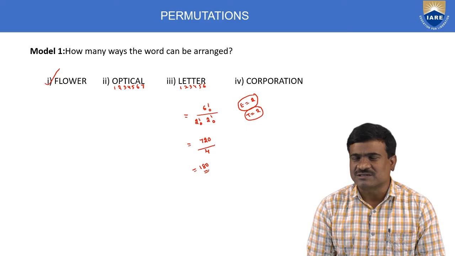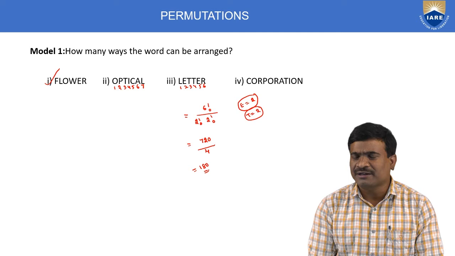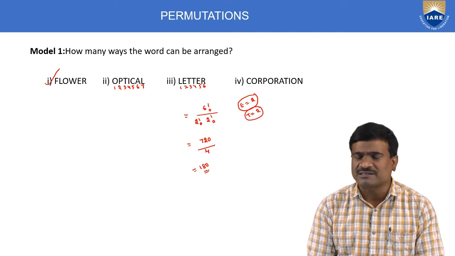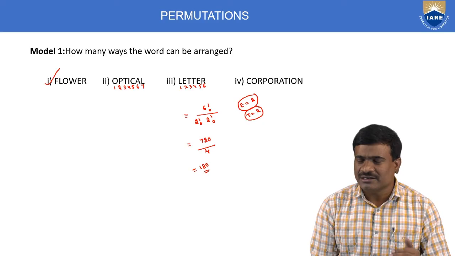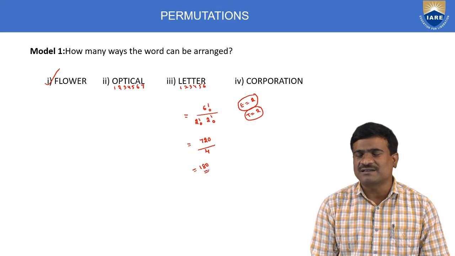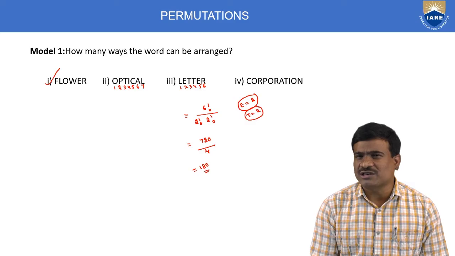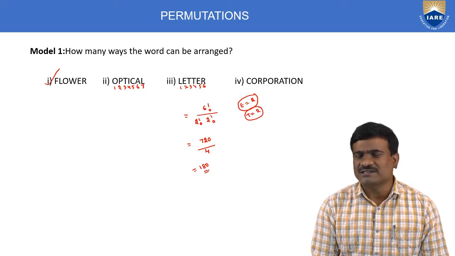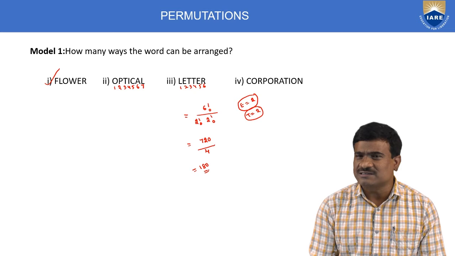Once again, the third example method. Here, the same concept: the total number of arrangements is the numerator, the count of total letters in LETTER, over the denominator, the repetition of letters in LETTER. In the denominator, the letter E occurs 2 times and T occurs 2 times, so 2 factorial into 2 factorial. 6 factorial is 720. 2 factorial into 2 factorial is 4. 720 by 4 is 180. So your third answer is 180.